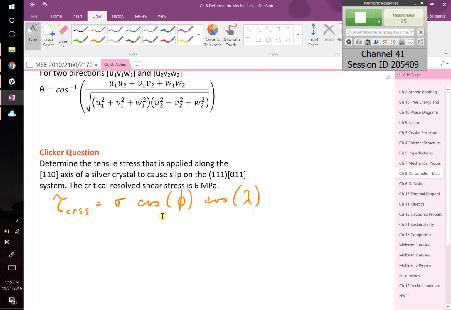Here is the loading direction, and here's the slip system. What you need is the angle between the loading direction and the slip plane normal, and then you need the angle between this and this. That's one of the problems in this one. This is a generic equation for the angle between any two vectors. After you solve that.